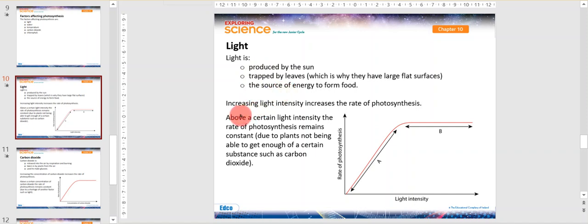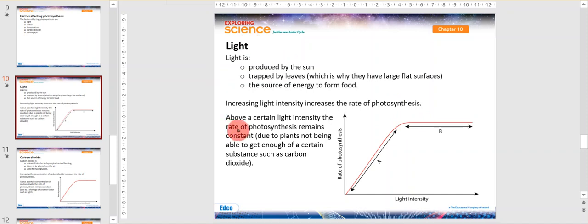So increased light intensity increases the rate of photosynthesis. Again, we have the same kind of graph here. We have light intensity, and as we increase the light intensity, going from left to right, the rate of photosynthesis increases as well. You can see here, as the light increases, the rate of photosynthesis is steadily increasing as well. And then it gets up to a point where it doesn't increase anymore, it just levels off. So you get this leveling off effect happening here.